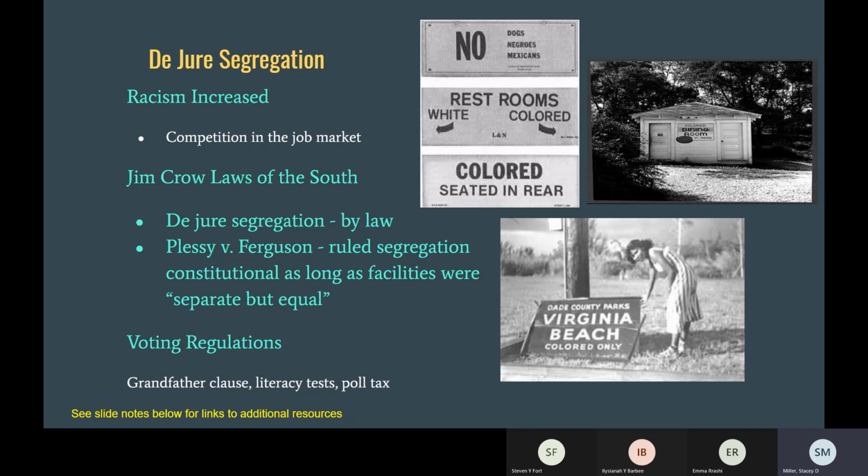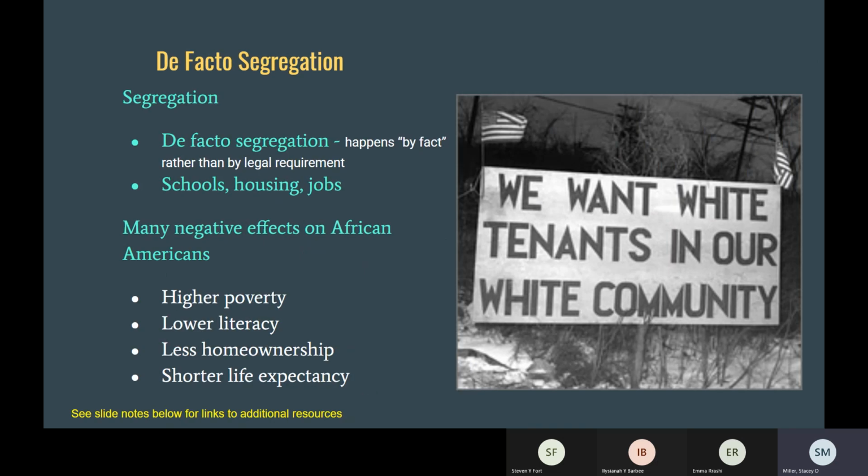Alongside de jure segregation, we also have de facto segregation, which is basically the other side of this. We have segregation that happens by fact rather than by legal requirement. With this, what that means is that instead of referring to the laws, this form of segregation has been built in and supported by the social customs and institutions of the area. This is kind of like institutionalized racism. With this, you have some segregation in schools, housing, jobs. One of the biggest ones and one of the worst ones, and you still see it to this day, very prominently in many areas, is things like redlining, things like not allowing African Americans into certain neighborhoods or communities.